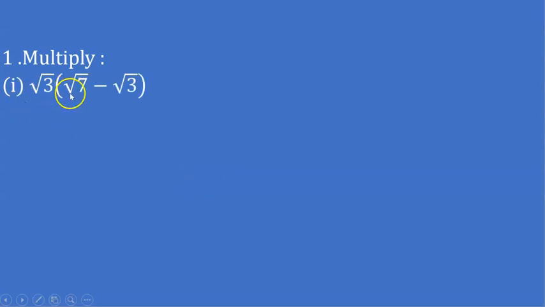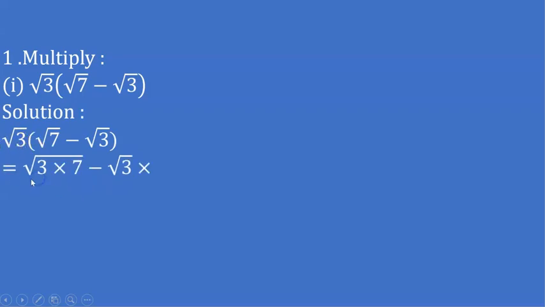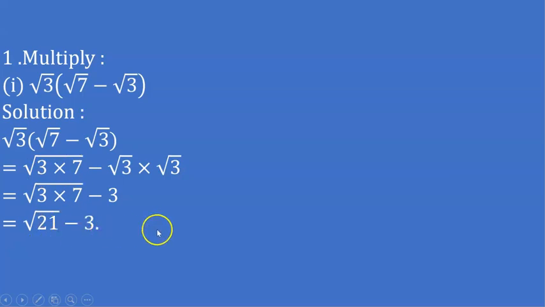root 3 into root 7 minus root 3. Simple multiplication here. Root 3 into root 7 means you will get root of 3 into 7, minus root 3 into root 3, that is the root of 9. You will get again root of 9 is 3. Therefore here is 3. And root of 3 into 7 means what? Root of 21 minus 3. Now next.